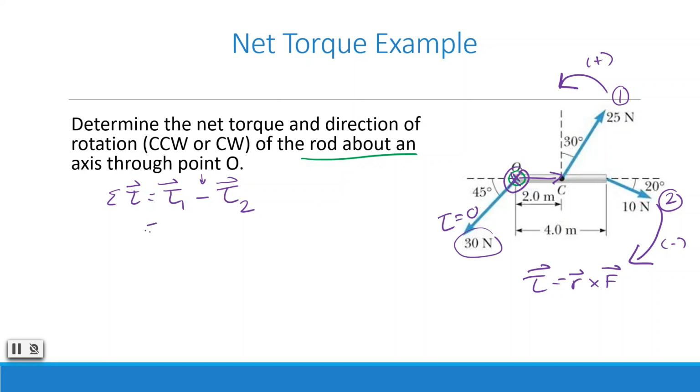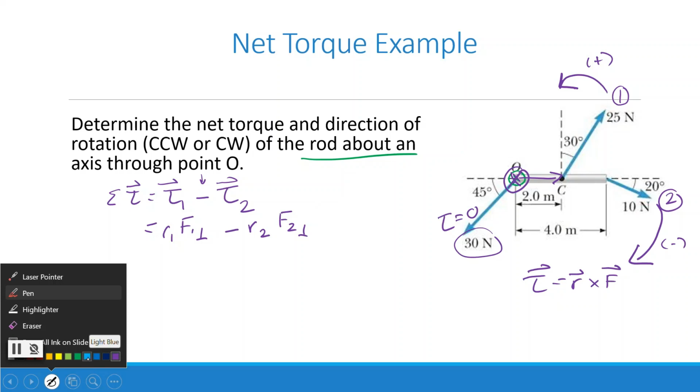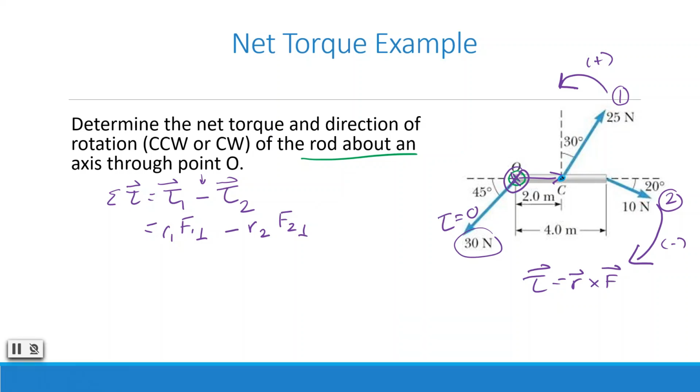Then I define, in 2 dimensions, that torque 1 is R1 times F1 perpendicular, and torque 2 is R2 times F2 perpendicular. When I draw my diagrams, I need to make sure that my forces start on the object, which these do, and then I need to actually draw in those lever arms.